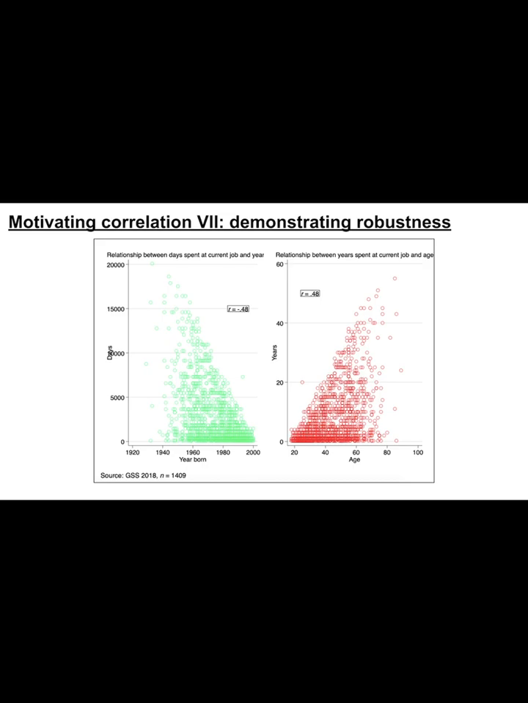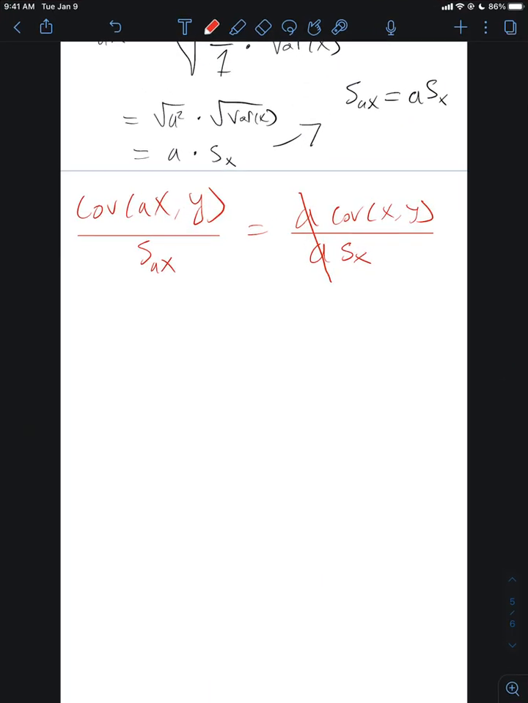So I wanted to show you, before we try an example out together, a proof of the robustness of the correlation coefficient. So notice here that on the left-hand side, I have the relationship between days spent at a current job and year that one was born. And on the right-hand side, I've got the relationship between years spent at current job and age. And so notice here that you can write the expression for year that someone was born and the expression for their age in a way that changes the data pretty fundamentally. So let's show what that looks like here.